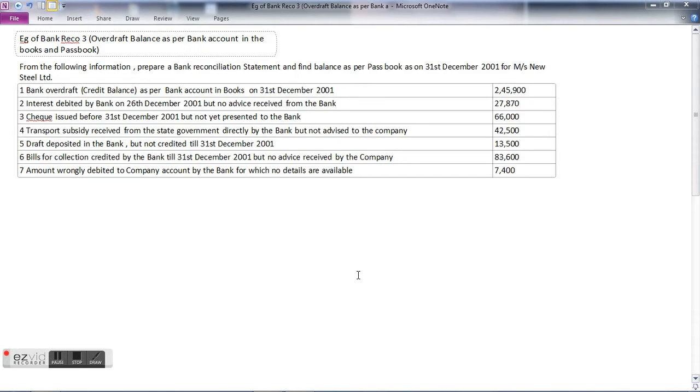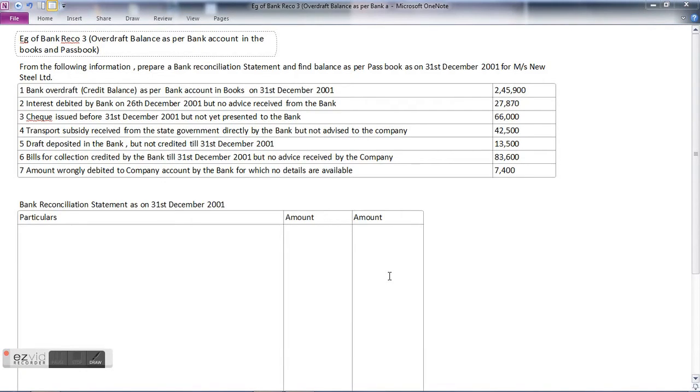Now let's go to the bank reconciliation statement. In this case we have a bank overdraft balance, so we'll be preparing a bank reconciliation statement. This is the format of the bank reconciliation statement as on 31st December 2001. Now we'll go one by one and see each transaction. Transaction number 1, bank overdraft. In brackets it's given credit balance as per bank account in the books as on 31st December 2001 is 2,45,900.